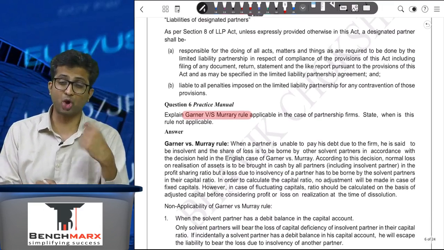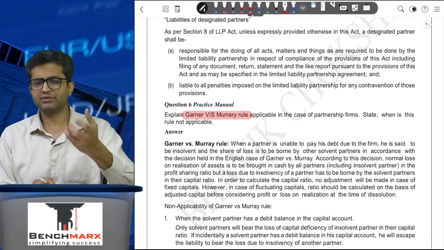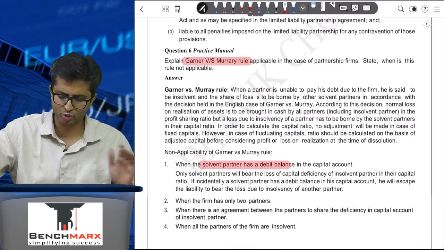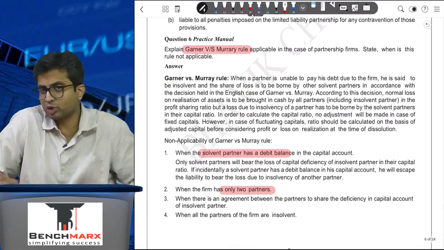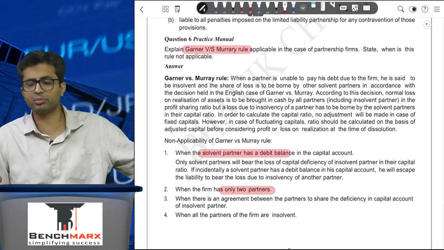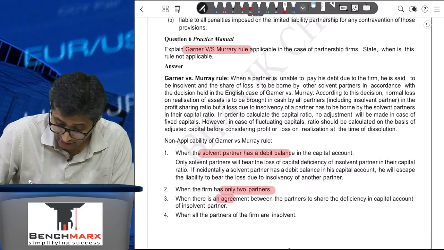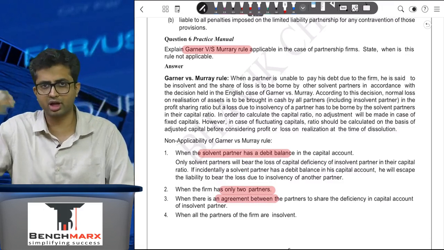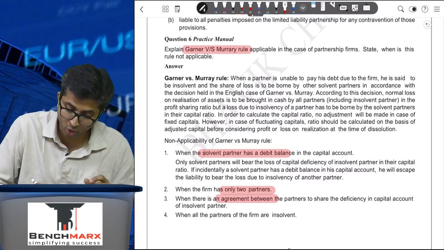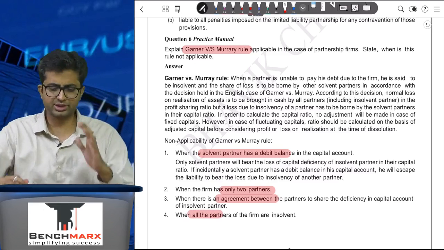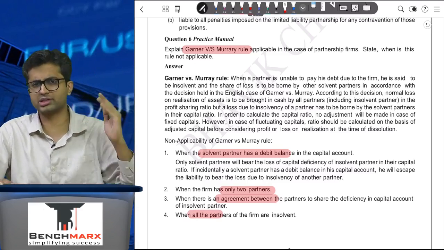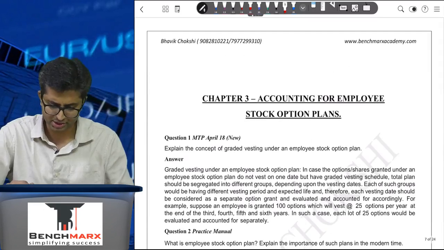When does this not apply? Well, if a solvent partner has a debit balance, this rule does not apply. When the firm has only 2 partners, well, there's no question of allocation. If one of them is insolvent, everything else is to be borne by the other partner only. And if there's an agreement between partners, that will override the Garner versus Murray rule. If there's no agreement, then Garner versus Murray applies. And lastly, if all the partners are insolvent, then this rule does not apply. So these are the theory questions largely linked to LLP and a question on dissolution for Garner versus Murray.